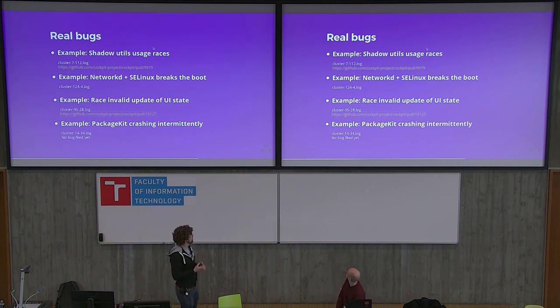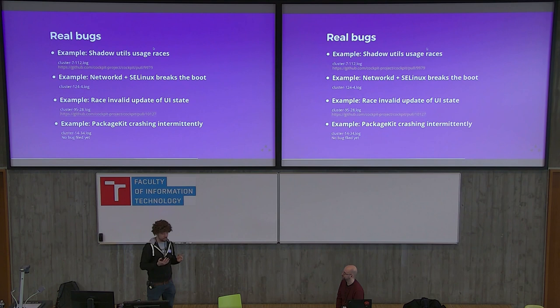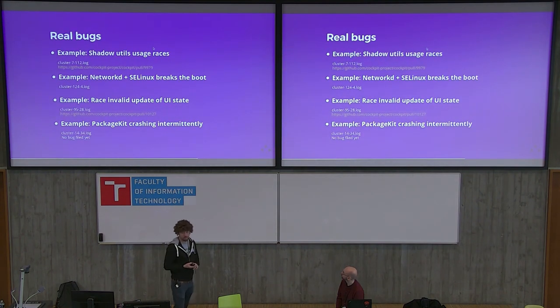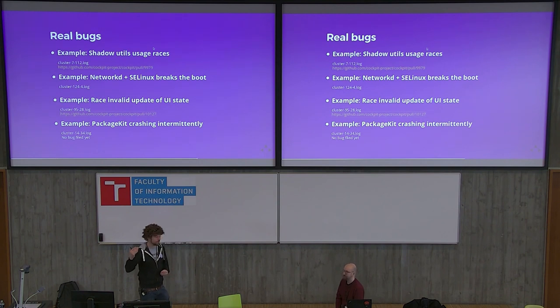There's several other bugs that were found. I mean, there's lots of these. These are just a few examples. But PackageKit crashing, or UI states being invalid, and these continue. I believe that there's many more that we can find here. As we scale up the amount of testing that we do and the data that we have, we will just find more and more of these. You need to first scale up your testing to a significant level before this starts to make sense.